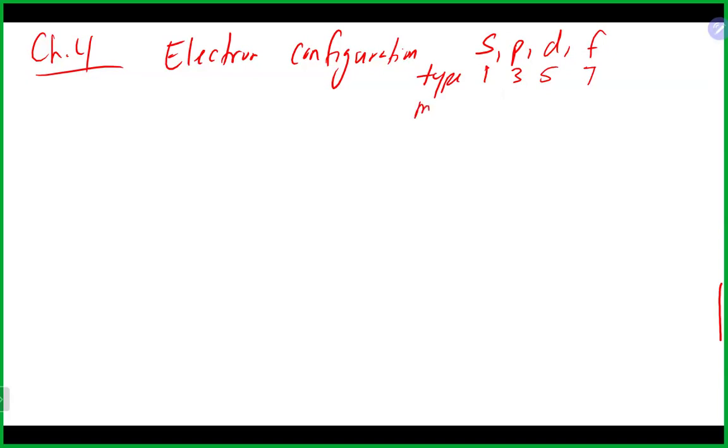That means that the maximum electrons, if you fill all of these, would be 2 for the s. If you filled up all 3 of the p orbitals on any energy level, which is a subshell, that would be 6. 2 times 5 would be 10 if you filled up all the individual d orbitals, and 2 times 7 is 14.